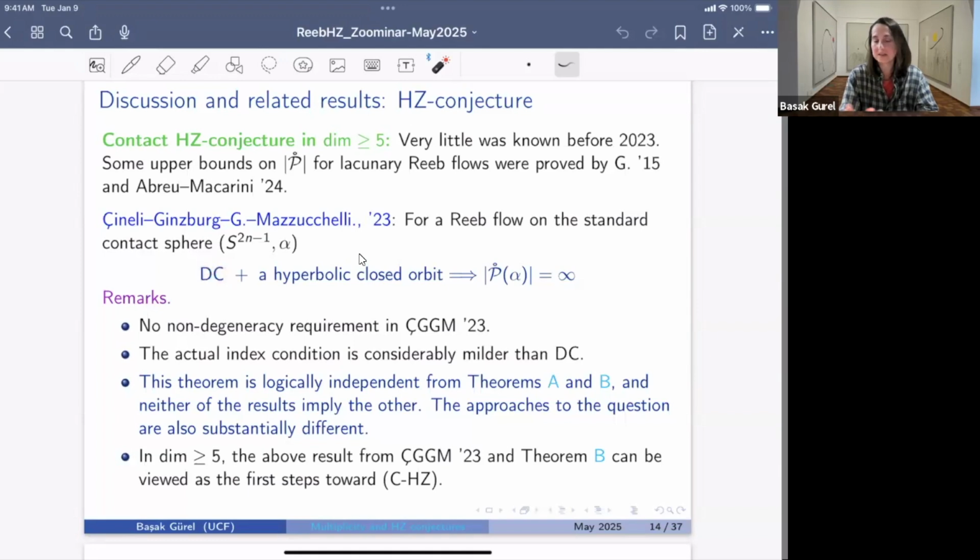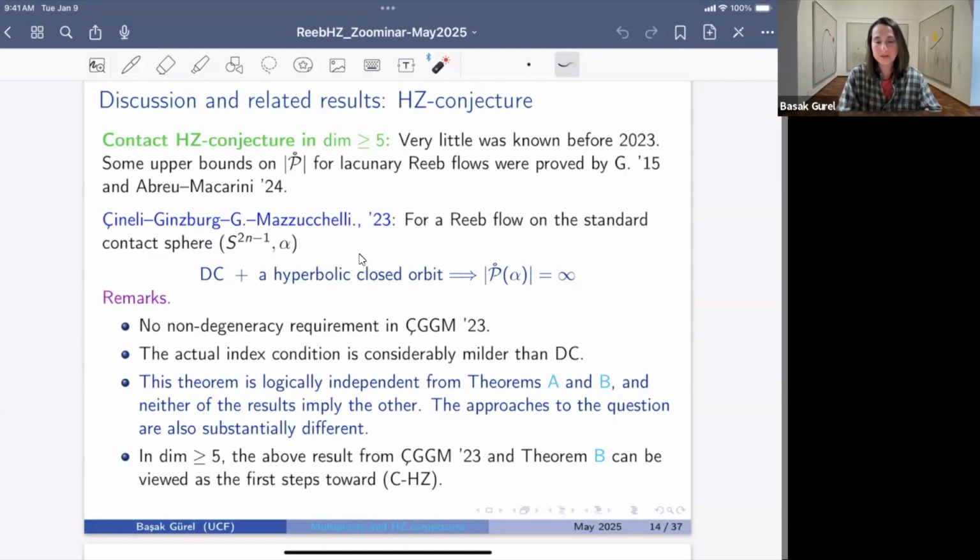Actually, our condition implies DC, but it's milder. And now, maybe one thing that one may ask at this stage is, how is this related to what you're talking to us about today, what I told you? And these theorems are independent.